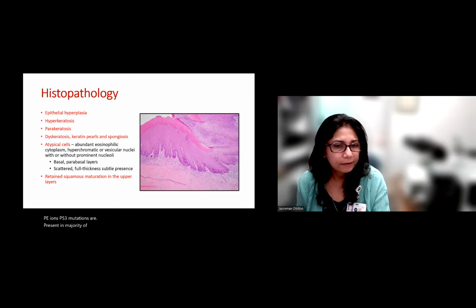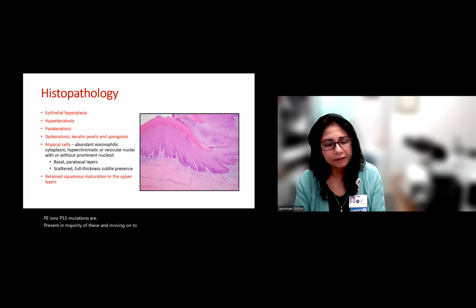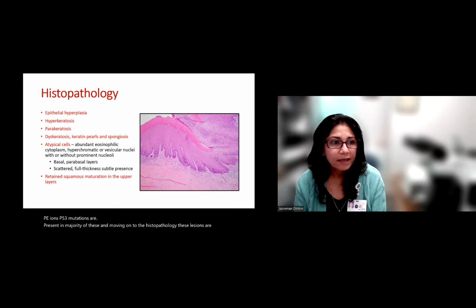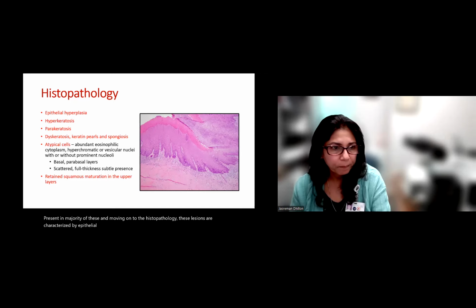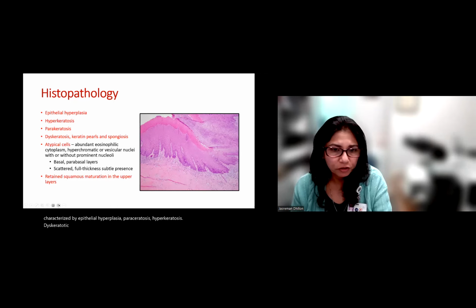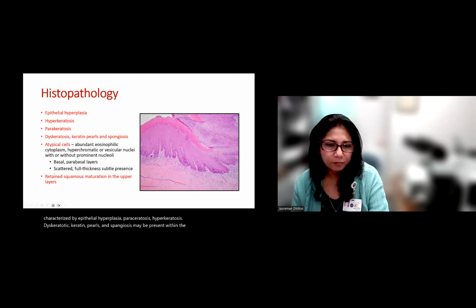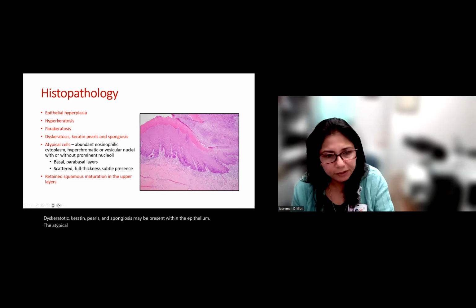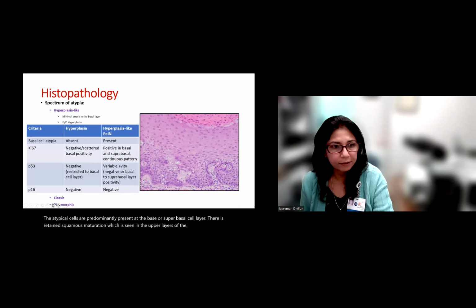Okay. And moving on to the histopathology, these lesions are characterized by epithelial hyperplasia, parakeratosis, hyperkeratosis, dyskeratotic keratin pearls, and spongiosis may be present within the epithelium. The atypical cells are predominantly present at the base or suprabasal cell layer. There is retained squamous maturation, which is seen in the upper layers of the epithelium.